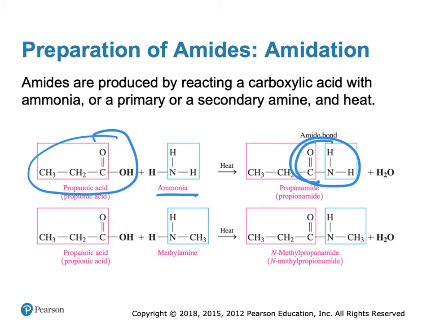Let's look at the second example. Again, same carboxylic acid group. We're going to react with a primary amine, and we're going to get an amide. Okay, so here the nitrogen has one hydrogen and a methyl group. Here the nitrogen has two hydrogens. What's key is that you have this carbonyl nitrogen. That's what defines the amide.